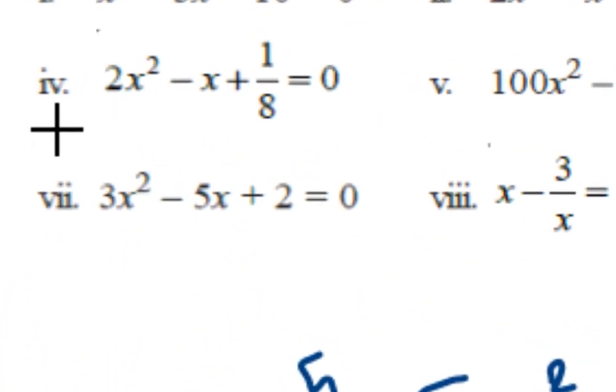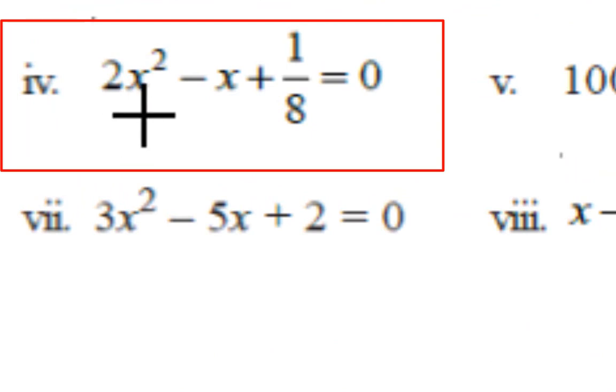Let us see the fourth problem from the first bit. It is given as 2x square minus x plus 1 by 8 equals to 0. If you observe in this equation, the constant term is 1 by 8, which is in rational form. So to make it simple, let us eliminate this 8 which is in the denominator. To eliminate this 8, multiply this equation on both sides with 8. By multiplying with 8, we can eliminate the denominator 8 here.